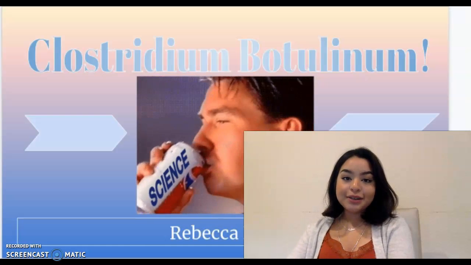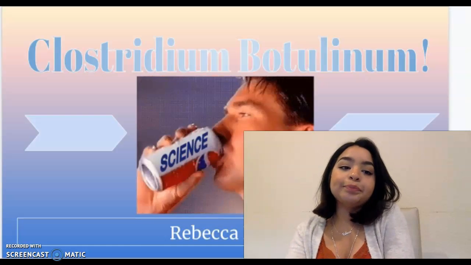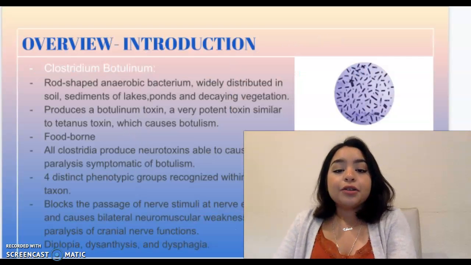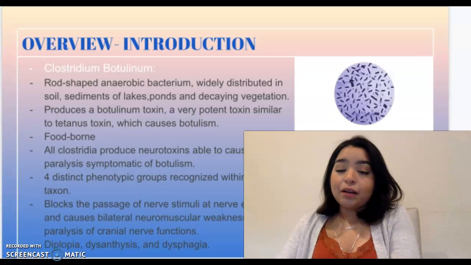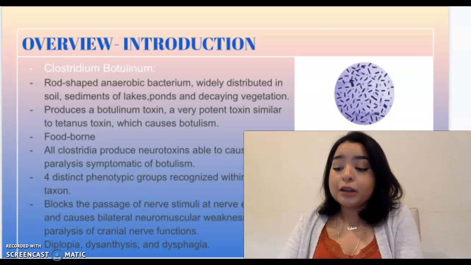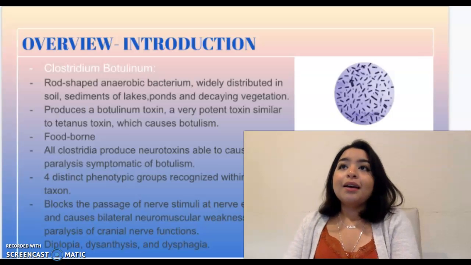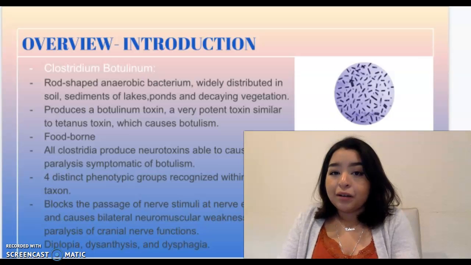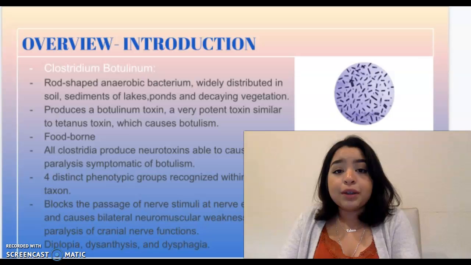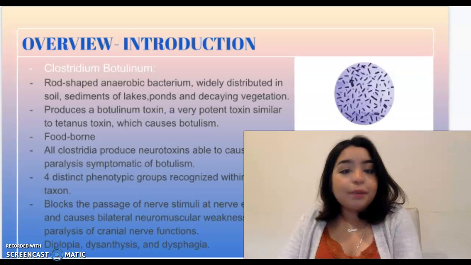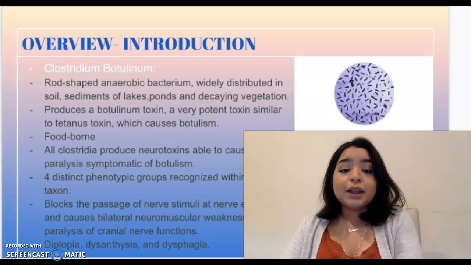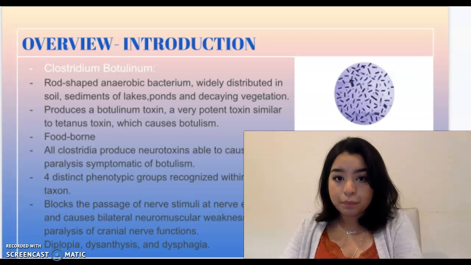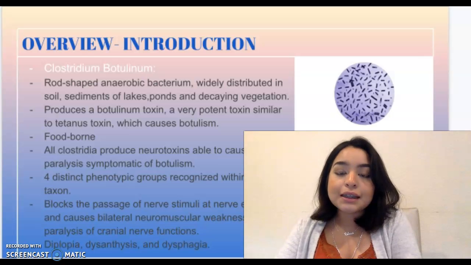Hi everybody, so today we're going to be talking about Clostridium botulinum. Essentially, Clostridium botulinum is a large gram-positive spore-forming rod-shaped anaerobic bacterium. These bacteria form spores when in contact with oxygen deep within soil, sediments of lakes, ponds, and decaying vegetation. These spores produce a botulinum toxin that is a very potent toxin and is also similar to the tetanus toxin.